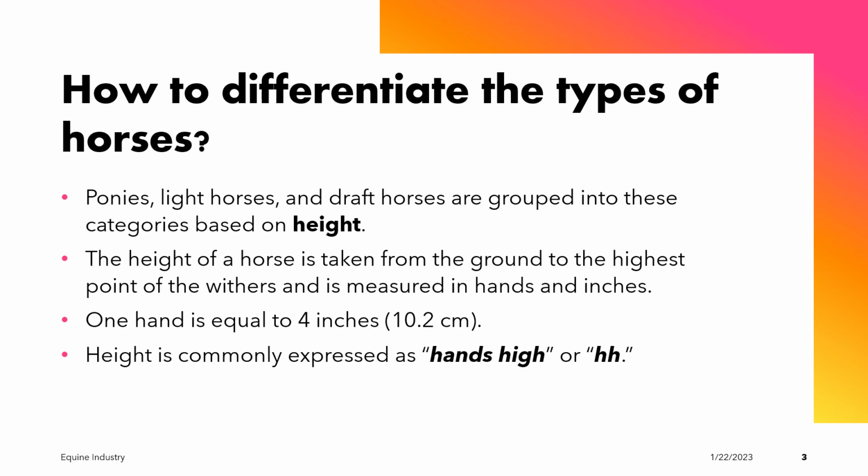One of the parameters that can be used to differentiate the types of horses is the height. The height of the horse is taken from the ground to the highest point of the withers, and this is measured in hands and inches. One hand is equivalent to 4 inches or 10.2 centimeters. The height of the horse can be expressed as hands high or HH.